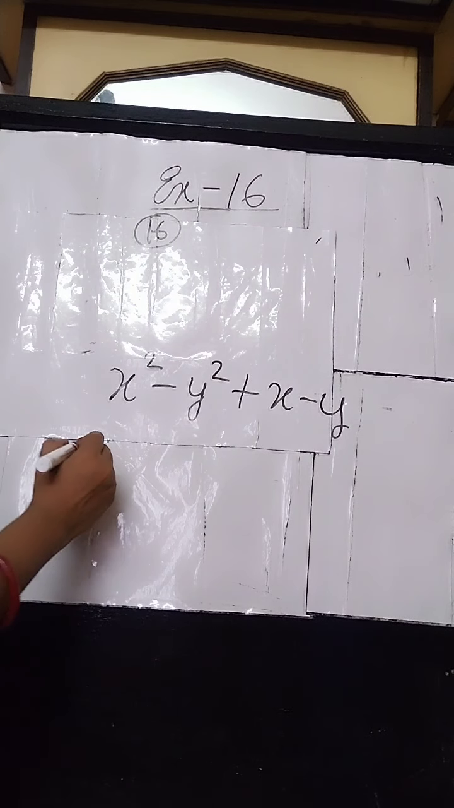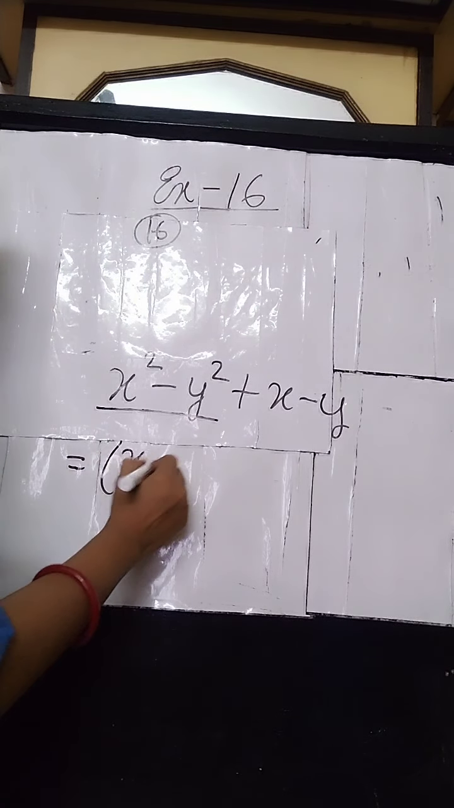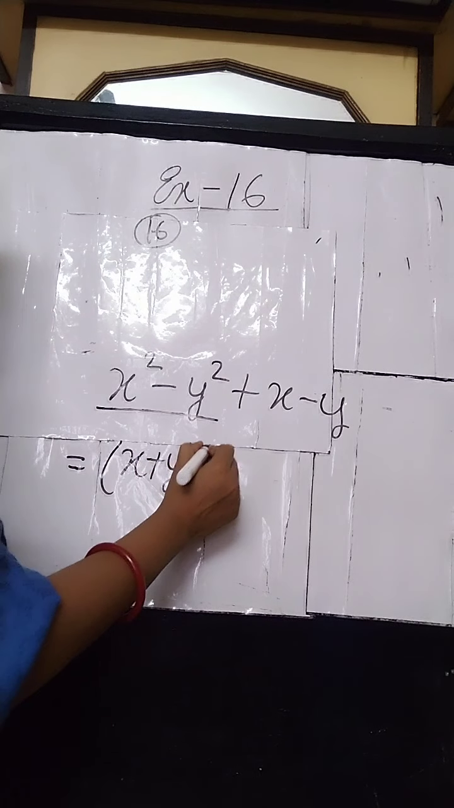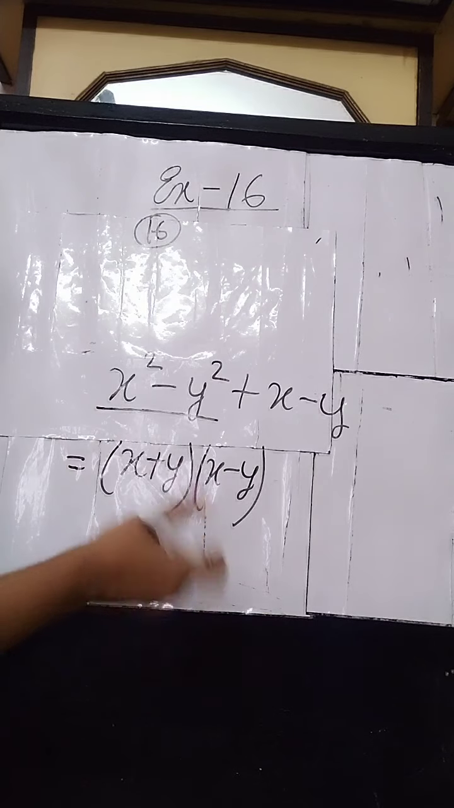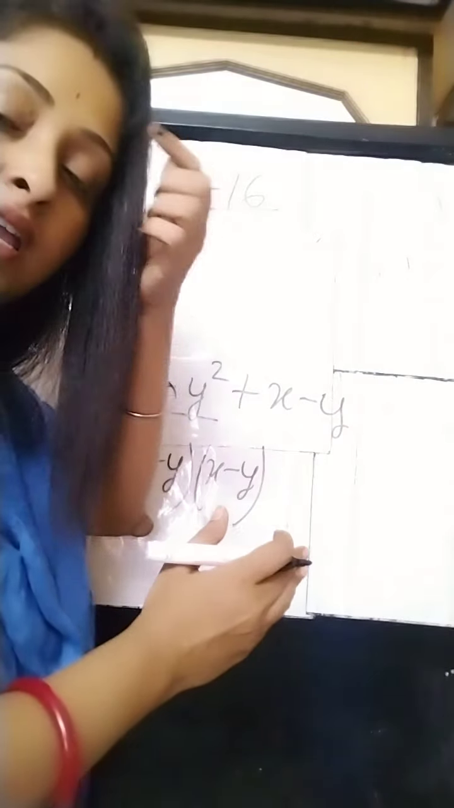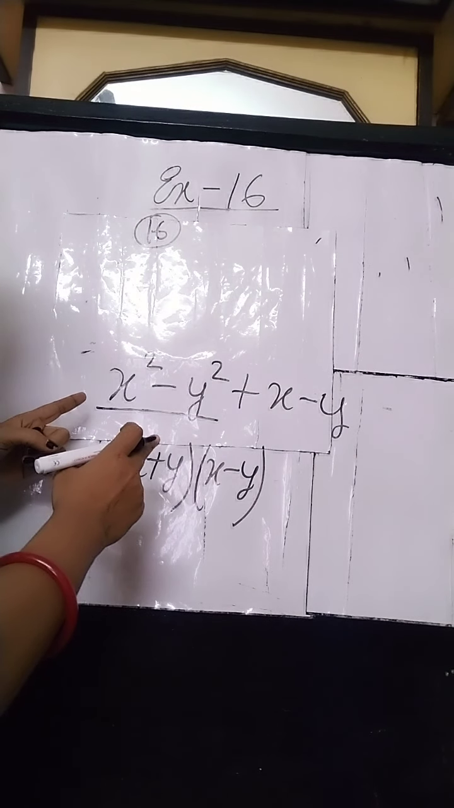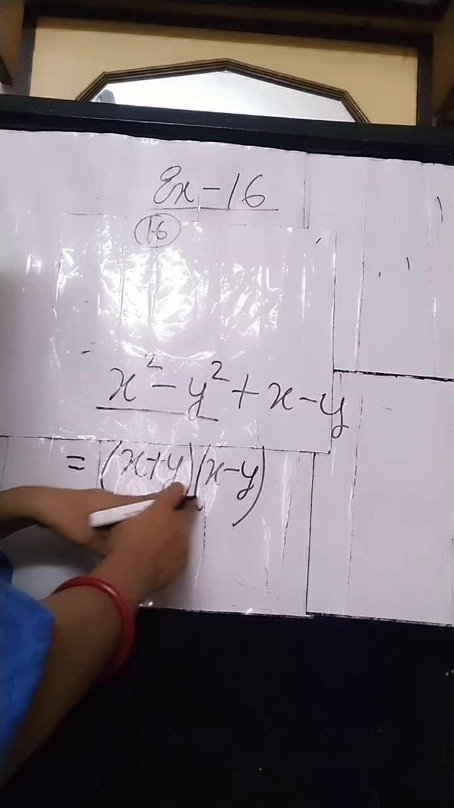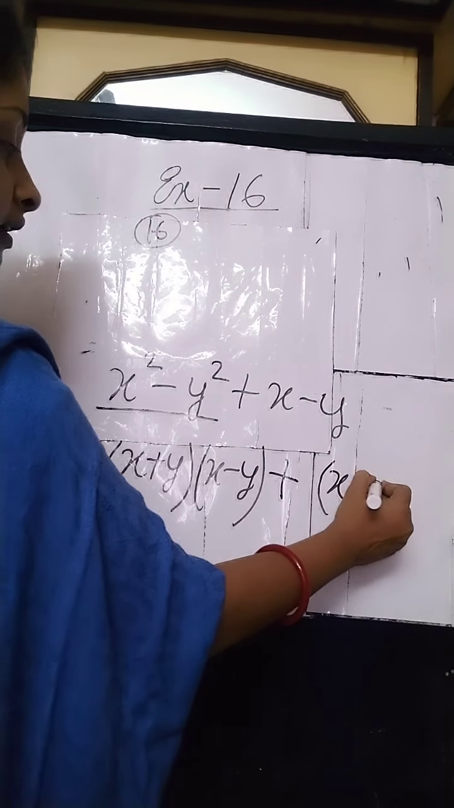This is given. So if you break x square minus y square, what will you get? Definitely you are going to get x plus y into x minus y, based on the formula a square minus b square is equal to a plus b into a minus b. That formula you will try to relate here. And so x square minus y square is equal to x plus y into x minus y. And then you will keep the other expression, that is x minus y.